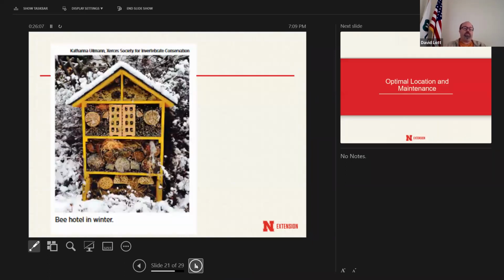Here's a picture in wintertime from the Xerces Society, and you see all the variation there. They have bricks in there. They have cross sections of wood that were used. There are tubes in there. They've got what looks like some hay or some straw packed in there. Just a great mix of things to attract them. And of course, hopefully they're all sealed in nice and tight and developing over the winter so they can eat their way out and emerge in the spring. So very handy.